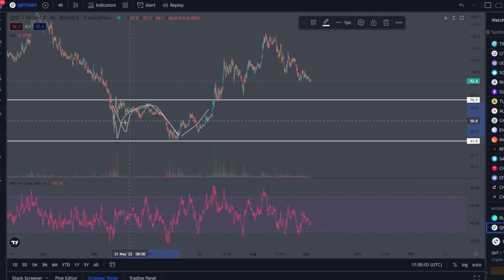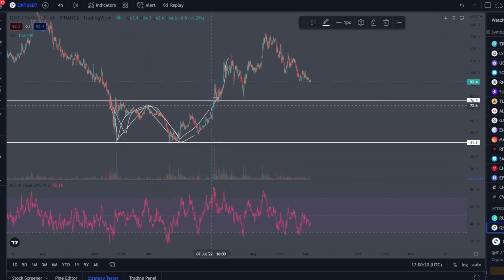Even in this range right here, you could have traded and made roughly 20, 30% on each run, just knowing how to trade this range. But that's beside the point. We have a clean break here with increasing volume, as we could see here. Came back and tested as support perfectly, bounced right off of it, which is exactly what we're looking for.